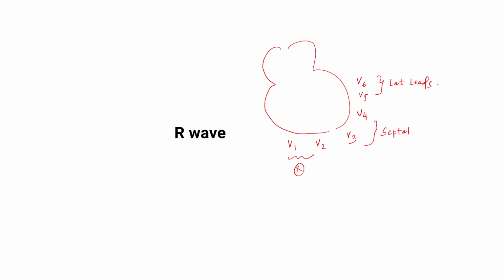Now, what I wanted you to know is that the action potential that starts from the SA node comes to the AV node. From here, the bundle of His, then the right bundle and left bundle, and then through the Purkinje fibers, it supplies the ventricles.